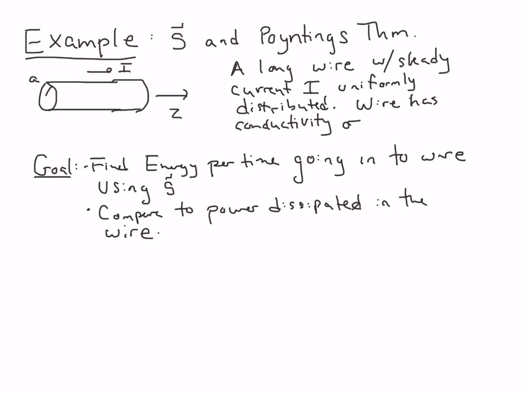In this example, we'll be looking at S in the Poynting theorem using a long wire with a steady current I going in it. This wire is not uniform and has a conductivity of sigma, so it acts like a resistor. Our goal here is to find the energy per time going into the wire using the S vector, the Poynting vector, which if you remember is the energy per time crossing an area. And we're going to compare that to the power dissipated in the wire.